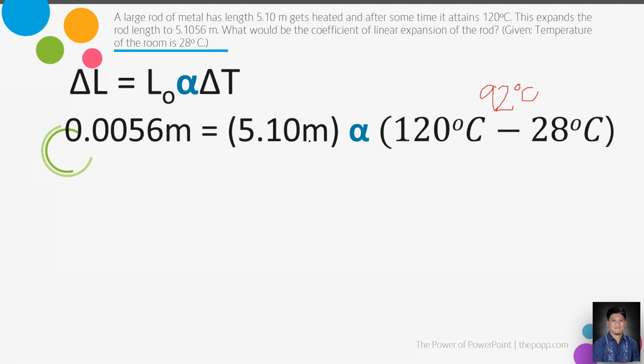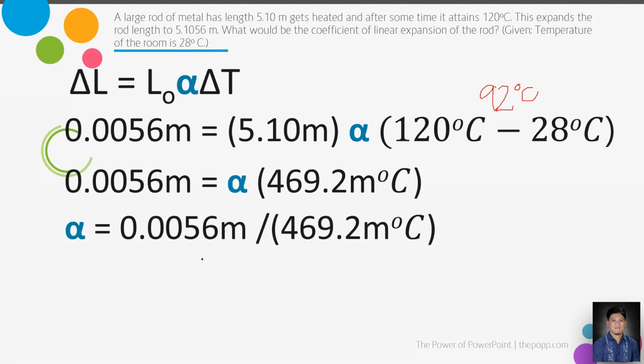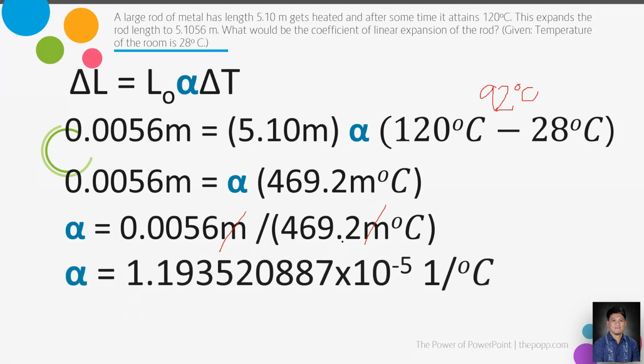So simplify natin 5.10 times 92, that is equal to 469.2 meters per degree Celsius. Then divide natin both sides by 469.2. Okay, so cancel yung meters. So 0.0056 divided by 469.2, that is 1.193520887 times 10 to the power of negative 5, 1 over degree Celsius.